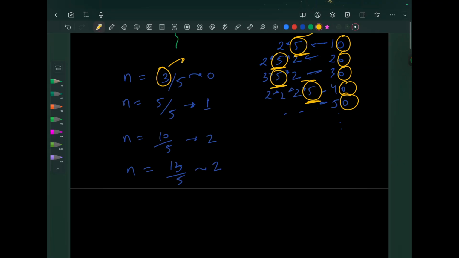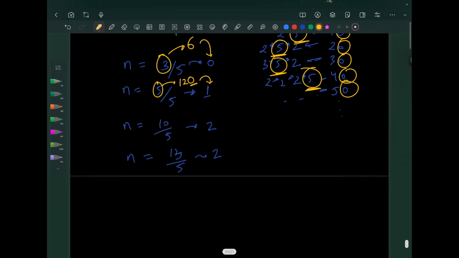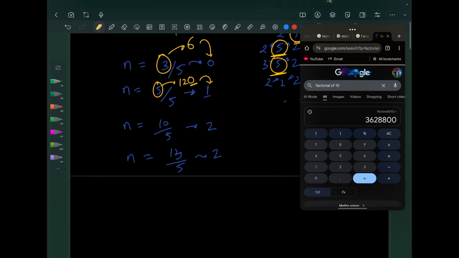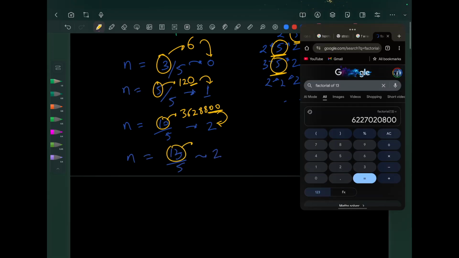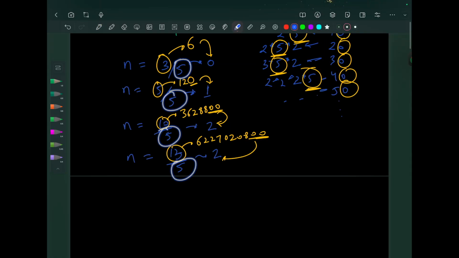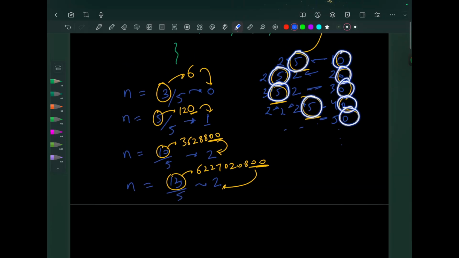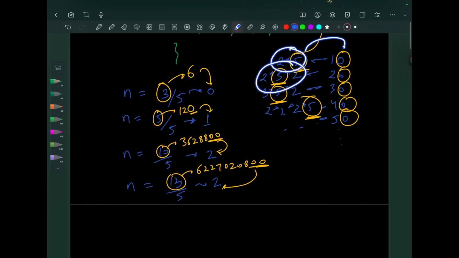We have factorial of 3 is 6, and 6 does not have any trailing zeros. Factorial of 5 is 120, which has one 0. Now let's see the factorial of 10. For factorial of 10, we have 3628800, which has 2 trailing zeros, right? Let's see the factorial of 13. It is 6227020800, right? So we just have to divide by 5. It will give you a count of trailing zeros, because 5 is the one making your numbers have trailing zeros. Here you can see 5 into 2 is 10, then 2 into 5 into 2 is 20.